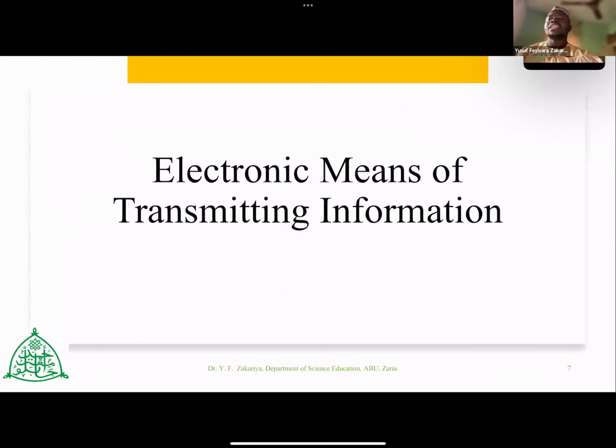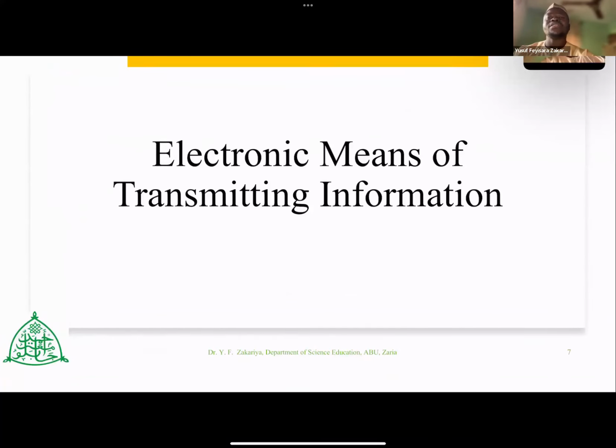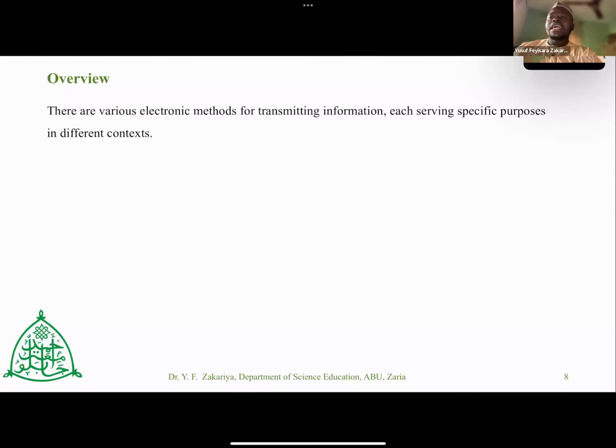Now, let's talk about some electronic means of transmitting information, which is part of the important concept in this particular lesson. In the olden days, there were various means through which people communicated with each other, like the town crier, when you want to pass a message from the king, or lighting up lights, or sending letters. You write letters on paper. Some of us maybe didn't enjoy it like those that came before us, the generation before us.